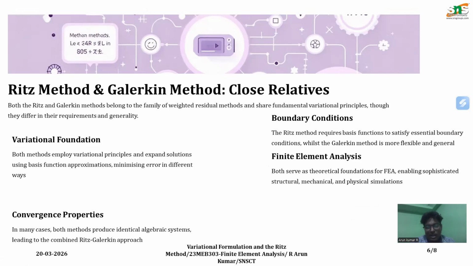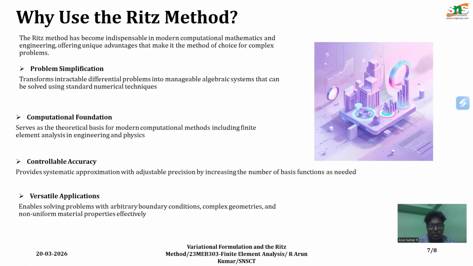Regarding boundary conditions, the Ritz method requires the basis functions to satisfy the essential boundary conditions. The Galerkin method is more flexible and general. In finite element analysis, both are the theoretical foundation of FEA, enabling sophisticated structural, mechanical and physical simulations. So why use the Ritz method?